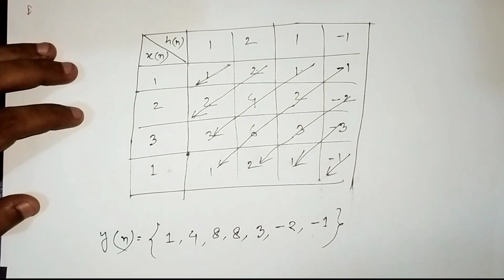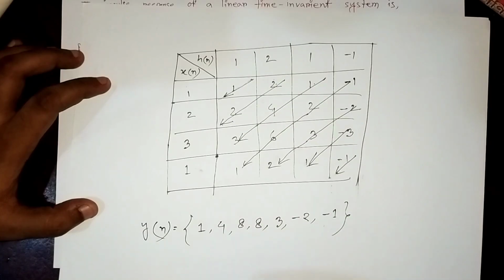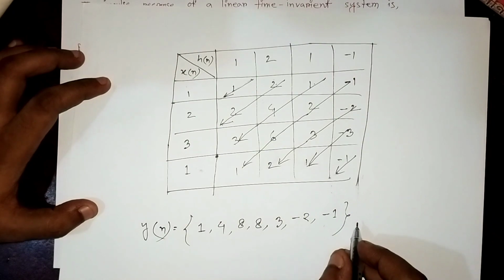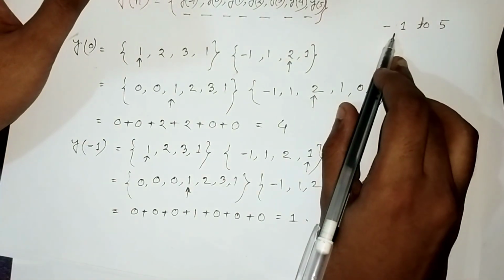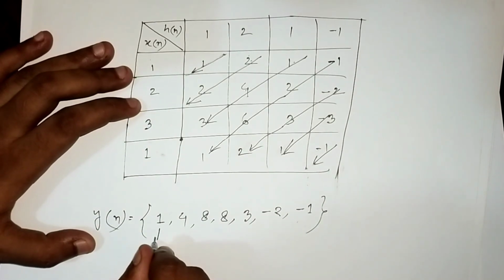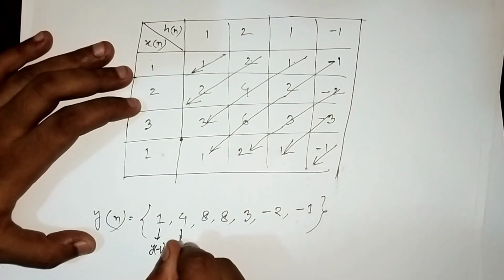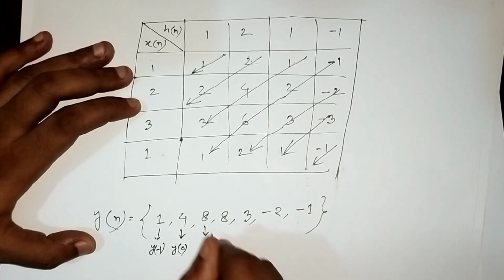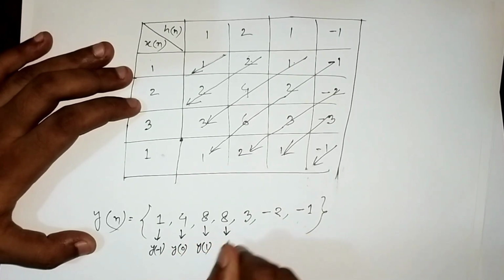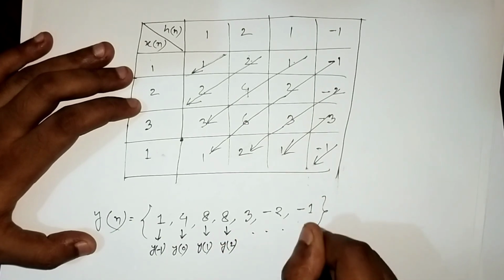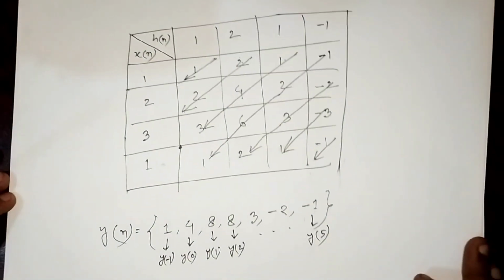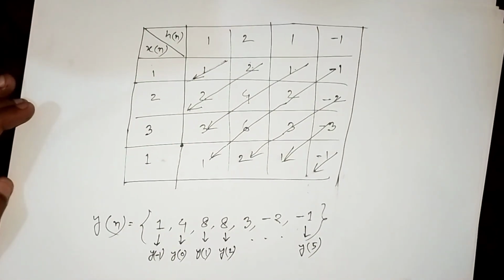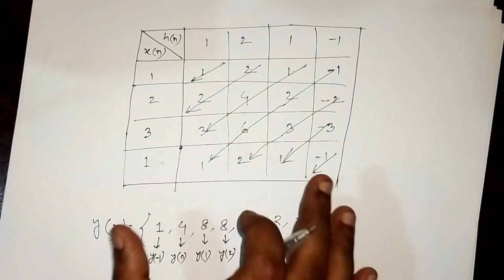And you might be wondering, what is the 0th position of this output sequence? Remember that we have found out the range here. The range was from negative 1 to 5. So in this output, this represents y of negative 1, this represents y of 0, this represents y of 1, this represents y of 2. Similarly, this represents y of 5. And that's how we can do linear convolution in a much simpler and easier way with this tabular method.